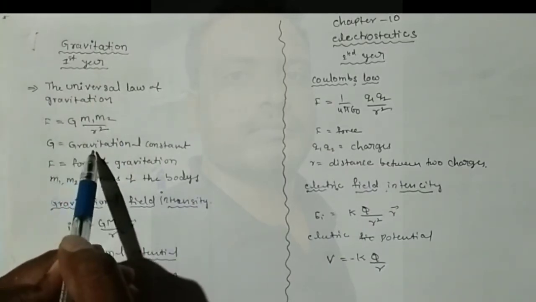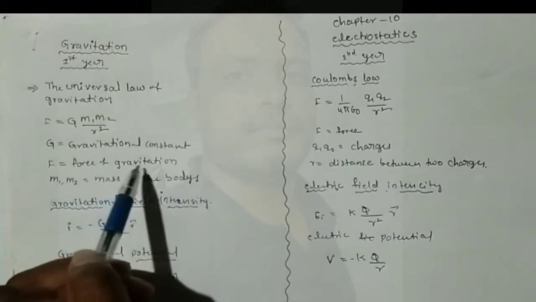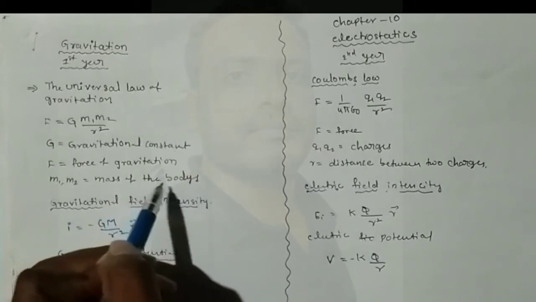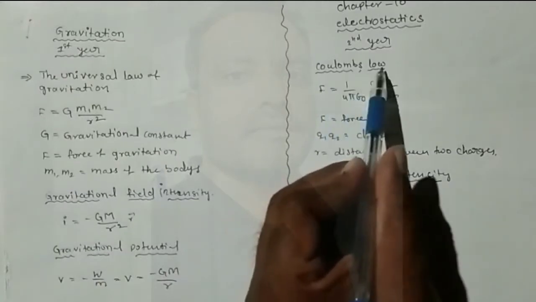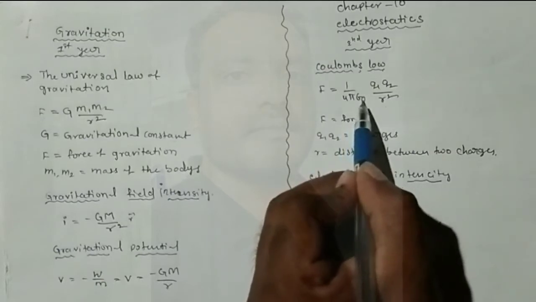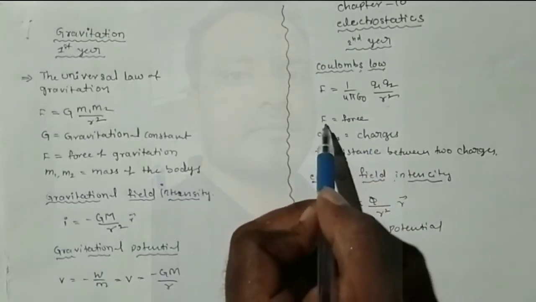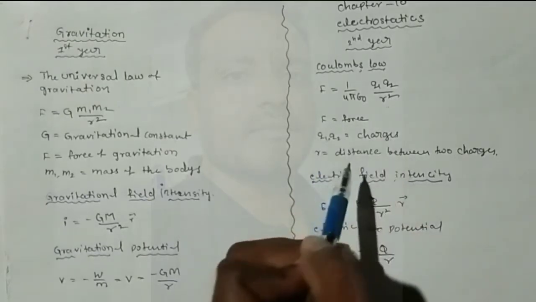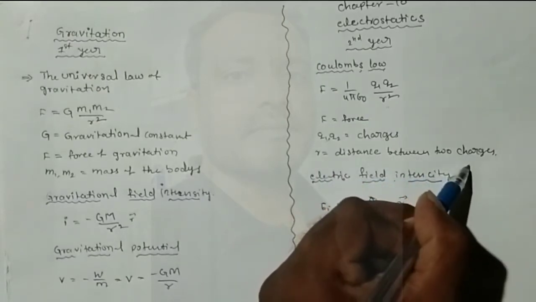G means gravitational constant, F is the force of gravitation, m1 and m2 are the masses of the bodies. In the same way, Coulomb's law: F is equal to 1 by 4 pi epsilon naught q1 q2 by r square. F is force, q1 and q2 are charges, r is the distance between the two charges.